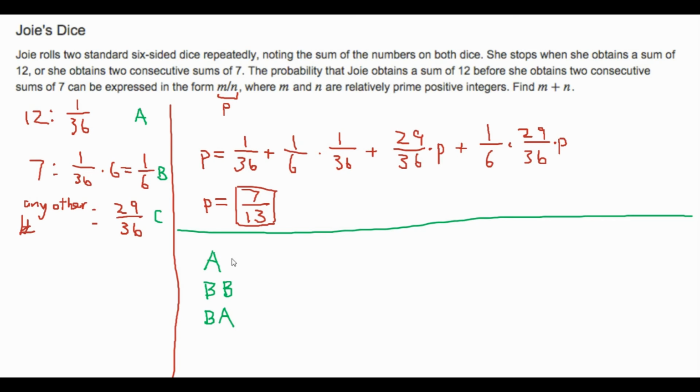The probability of getting an A is, of course, 1 over 36. The probability of getting two B's is, of course, 1 over 36. And the probability of getting a B and then an A is 1 over 216. Now, let's see in which of these cases we win. Well, clearly, we win this case, and we win this case. The only case we don't win is the BB case.